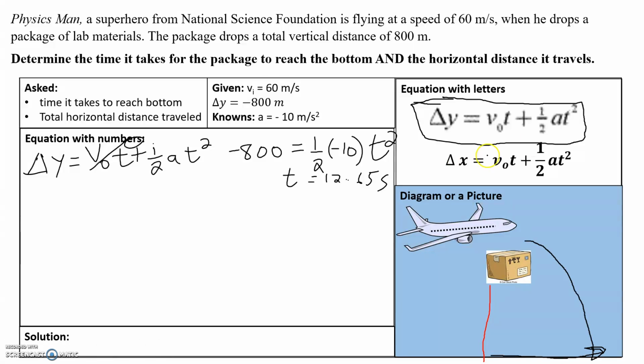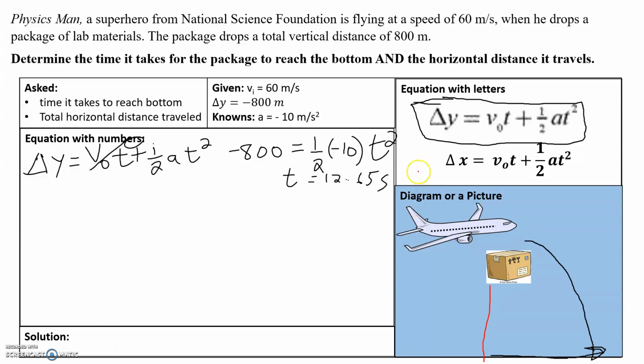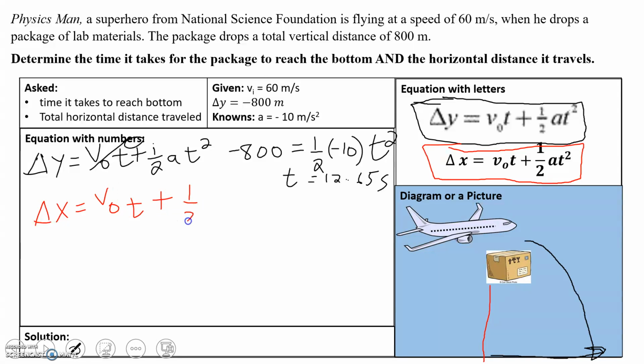Now part B asks me to find the horizontal distance that it travels. Since it's asking me for the horizontal distance, I will have to use the formula that deals with the horizontal components, and that formula is going to be the bottom one. Delta x equals the initial velocity times time plus 1/2 a t squared. So let's write that down. We have delta x equals v0 t plus 1/2 a t squared.